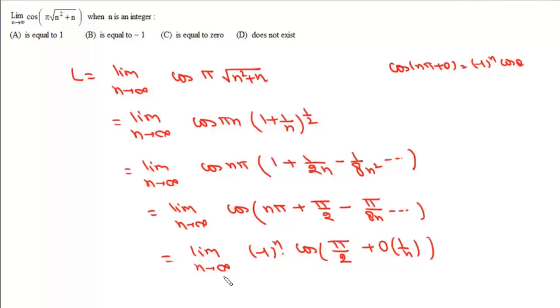Now when n tends to infinity, this is an oscillating value, minus 1 plus 1, and this is cos pi by 2, which is simply 0. Now cos 90 is 0, and 0 into an oscillating value is 0. So the answer to this limit is 0, and that's your option C.